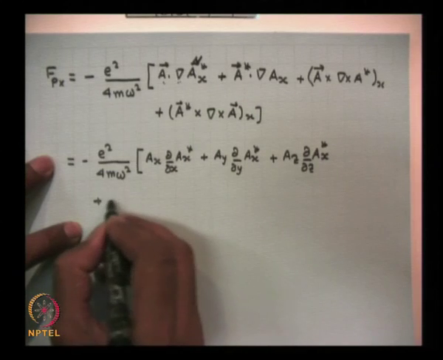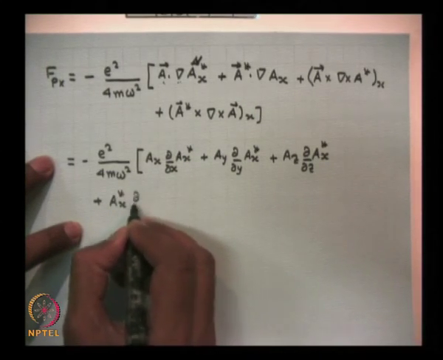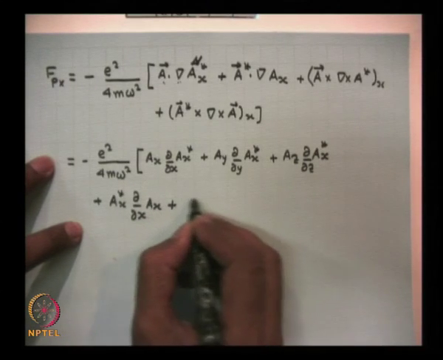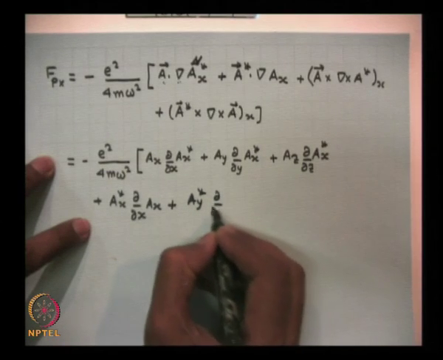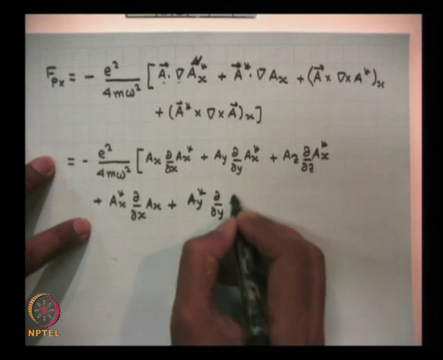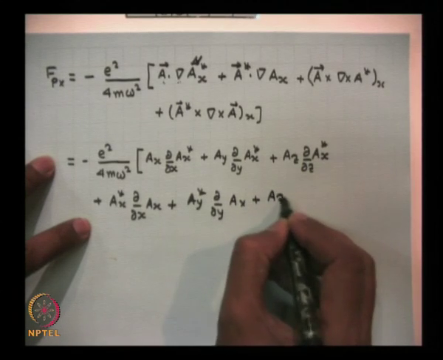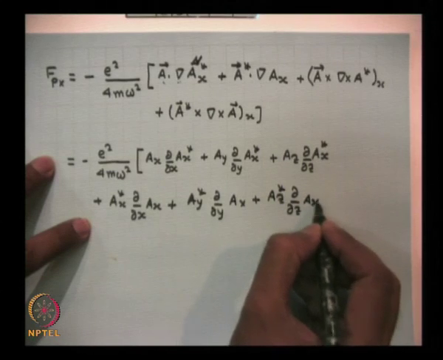Similarly, the second term will give me plus Ax star del/del x of Ax plus Ay star del/del y of Ax plus Az star del/del z of Ax.